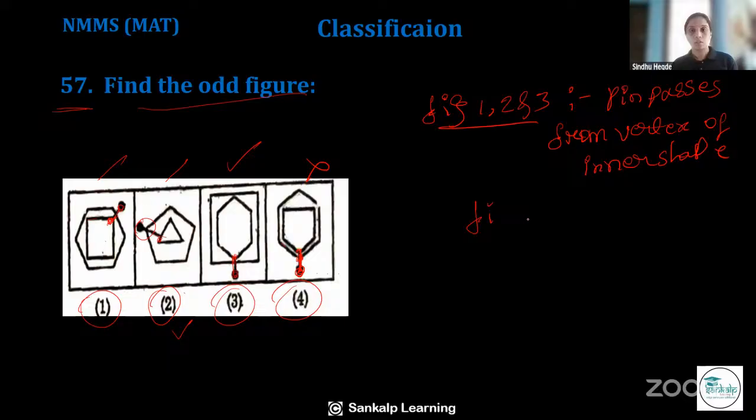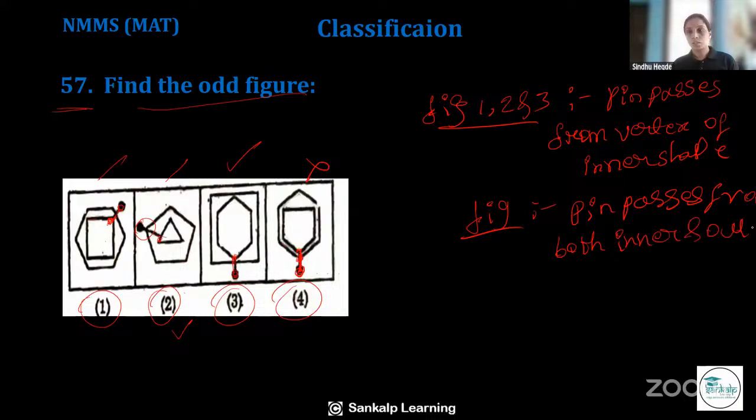Figure 4: the pin passes through both inner and outer shape vertex. So here the correct answer is answer 4.